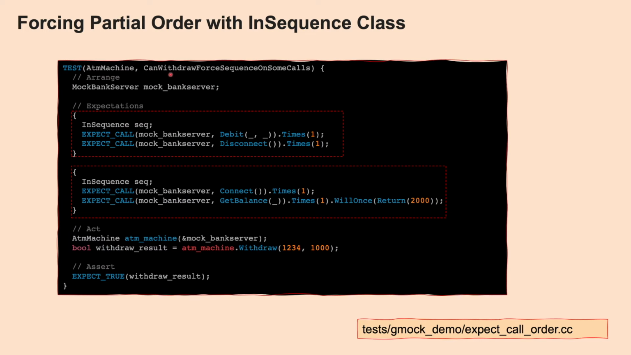Using this method, you can also create partial orders. For example, here I'm creating 2 scopes. In the first one, I'm enforcing disconnect to happen after debit, and in the second one, I enforce that getBalance happens after connect. As long as this ordering here and the ordering here are observed by withdraw, the test will pass. Up next, GMock Actions.